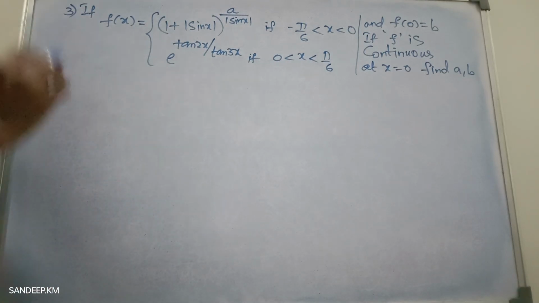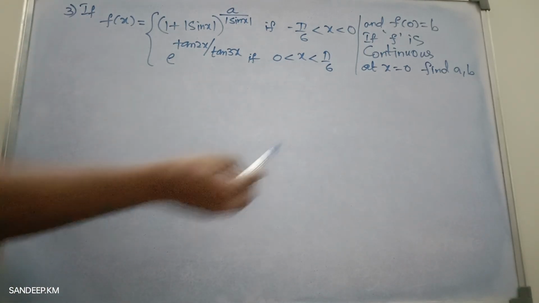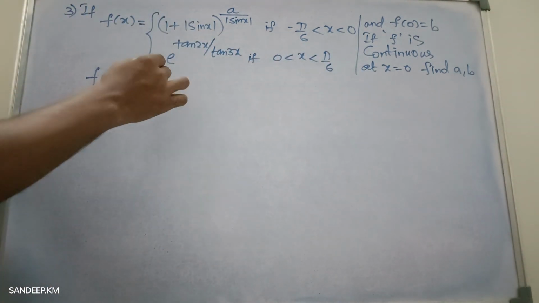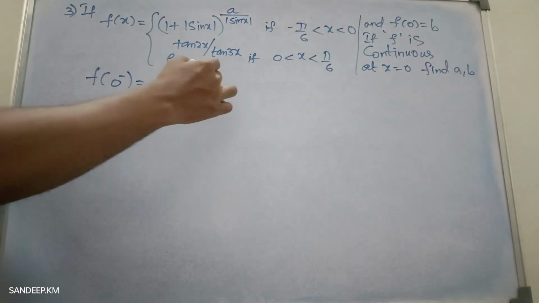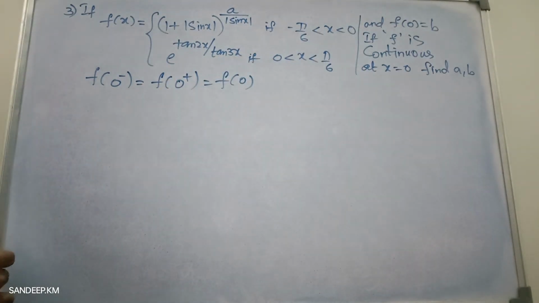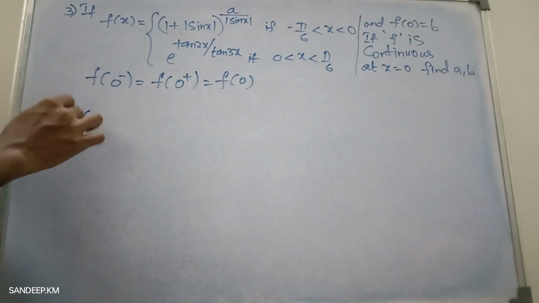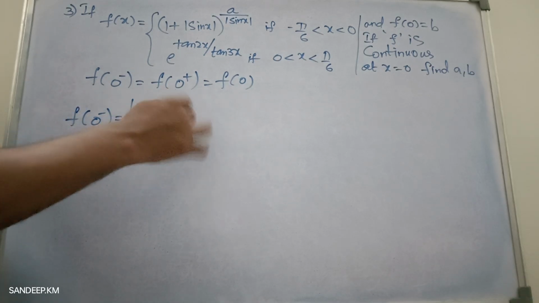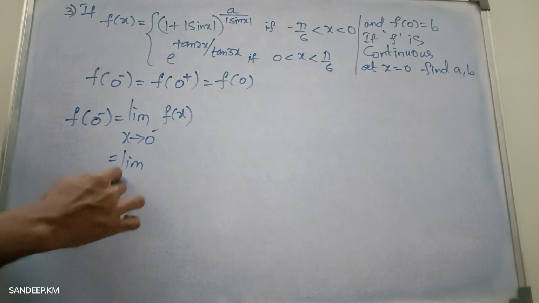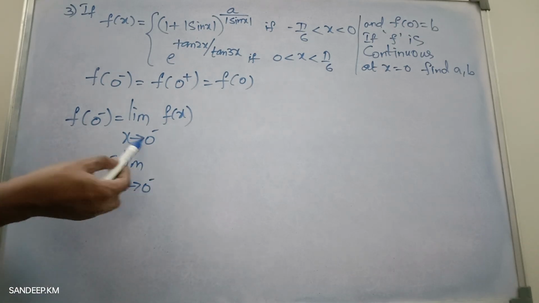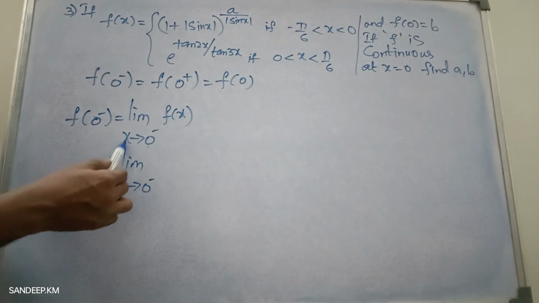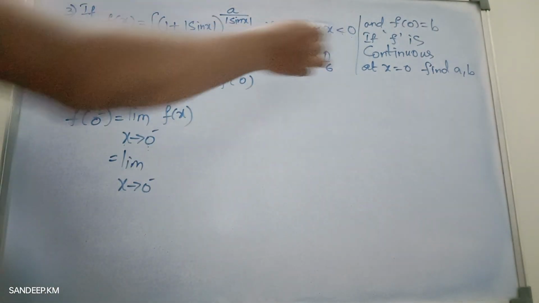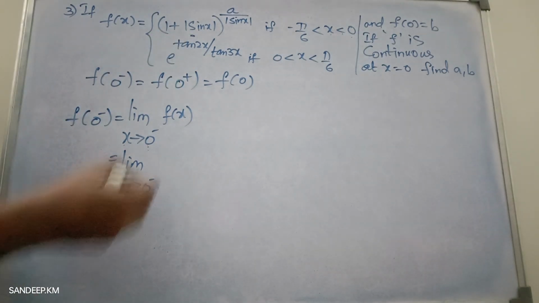Anyhow, I'm explaining it. Since the function is continuous at x is equal to 0, f of 0 minus, the left hand limit, is equal to f of 0 plus, the right hand limit, and it is equal to the value of the function. Now first let me find what is f of 0 minus, the left hand limit. So limit x approaches 0 minus f of x. What is it, dear students? Limit x approaches 0 minus, when x is just less than 0. X approaches 0 minus means x is just lesser than 0. When x is less than 0, you should take f of x as this function. What is it?